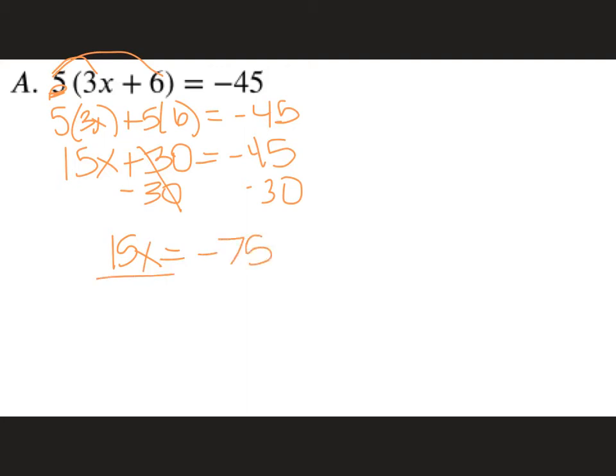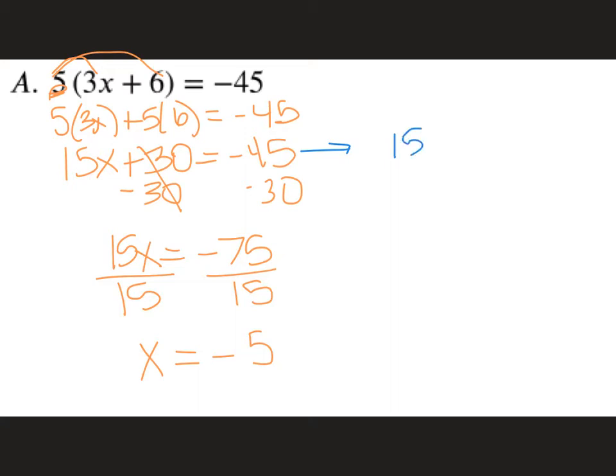And then I will make this a 1x by dividing by 15, because 15 divided by 15 is 1. So x equals negative 5. Although honestly, and I don't know if you guys have ever really seen this, here at this point, a lot of people think you have to do the constant first.